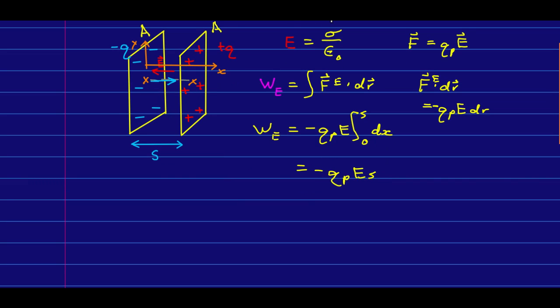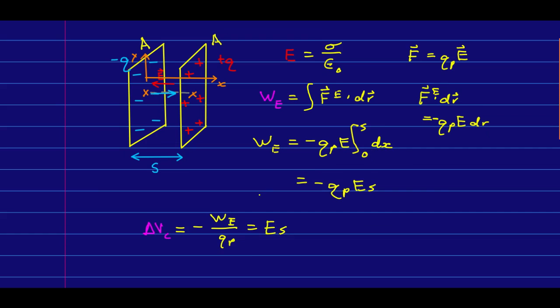Now we use that to get our potential difference between the plates. We know that that is just the negative of the electrostatic work divided by the probe charge. And so we can see that the negative takes out the negative, the probe charge takes out the probe charge, and we're just left with ES, which we've actually seen in an earlier unit.